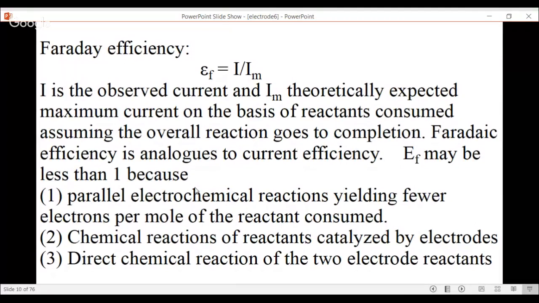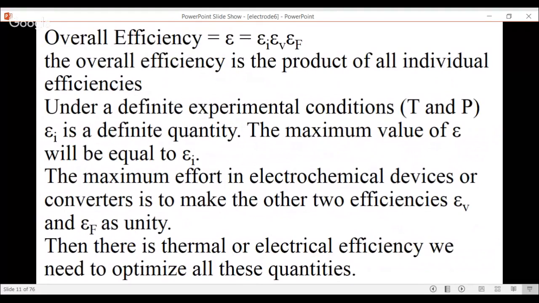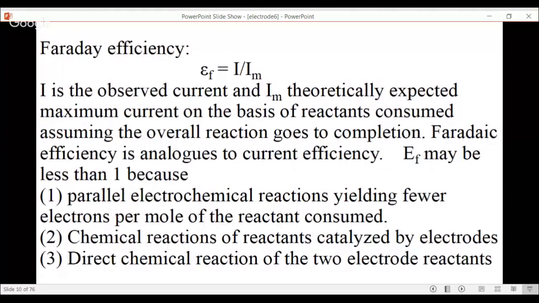Not only this, parallel electrochemical reactions yielding fewer electrons per mole of the reactant consumed, chemical reactions of reactants catalyzed by electrodes, direct chemical reaction of the two electrode reactants. For example, zinc will react to give rise to zinc 2+ ions, and the copper electrode will give rise to copper deposition. In such cases, the current efficiency will be different because you are generating more ions than the depolarizer or the electrolyte ions.